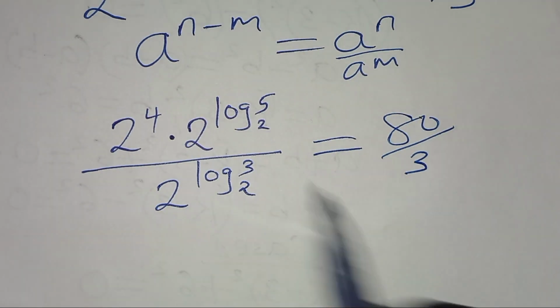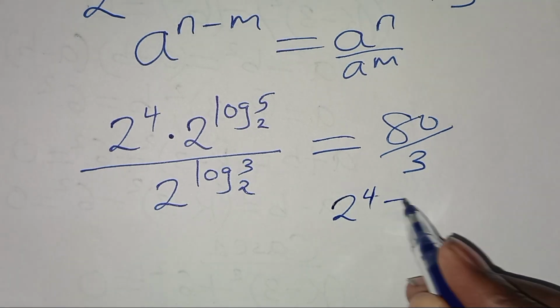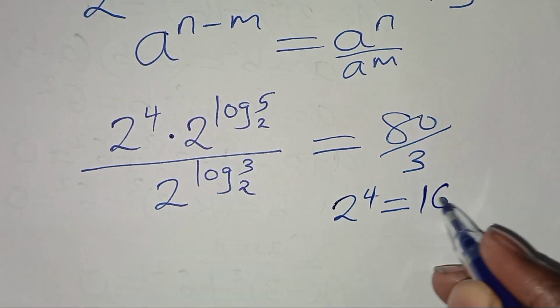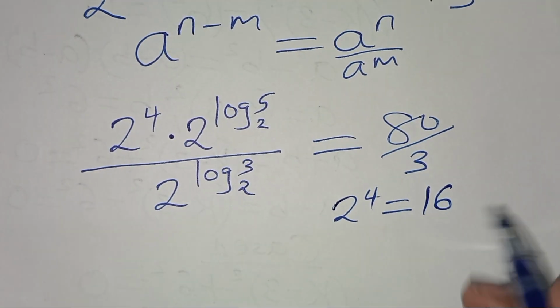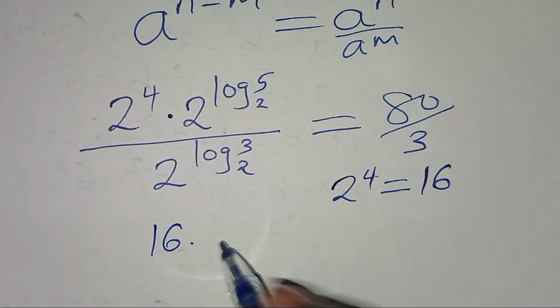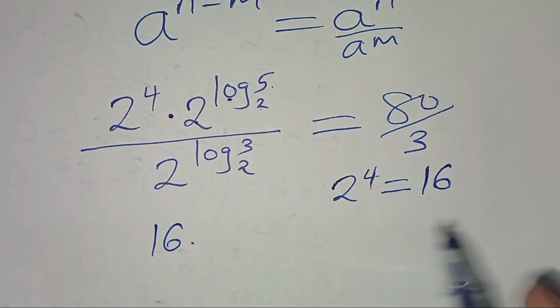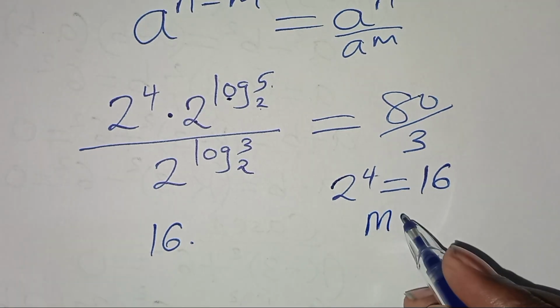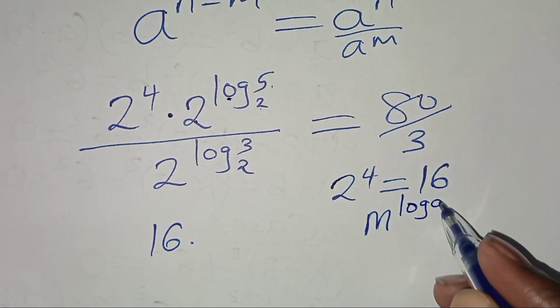Now the next step here, 2 to the power 4, this is equal to 16. Now here we have 16 multiplied by, now 2 to the power log 5 to base 2, this is in the form of m to the power log a to base m.